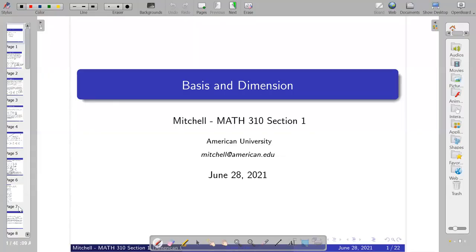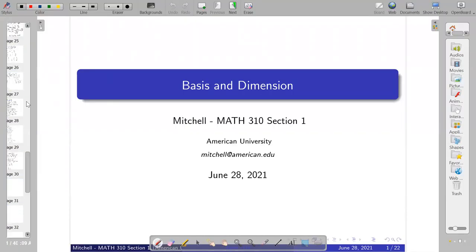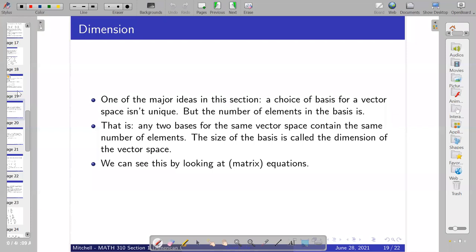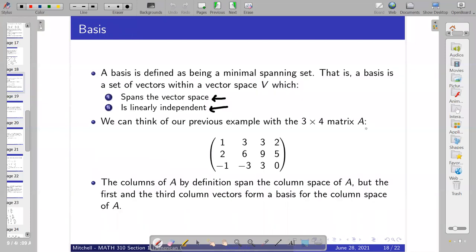So to go back to the set of slides, a basis for a vector space is a set of vectors which spans the vector space and is also linearly independent. The second condition ensures that you're dealing with a minimal spanning set, a spanning set that has the fewest vectors. One non-example of a basis: if you look at the column space of this particular matrix that you see right here, by definition, the columns of that matrix span the column space of the matrix.